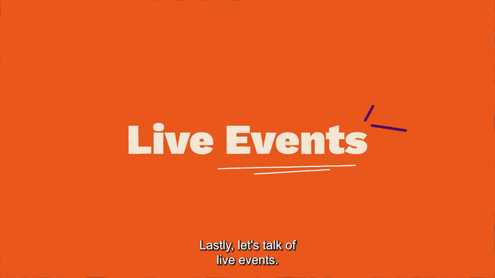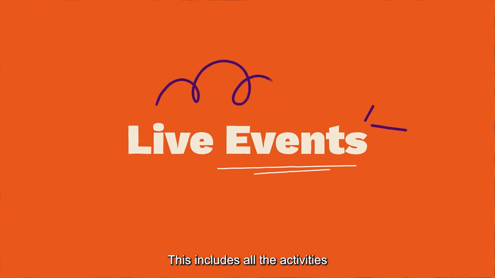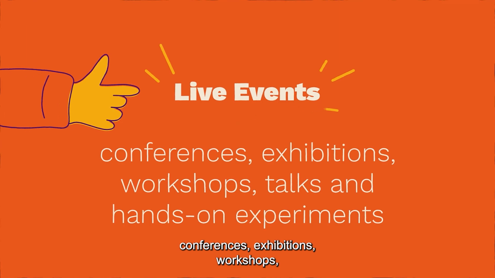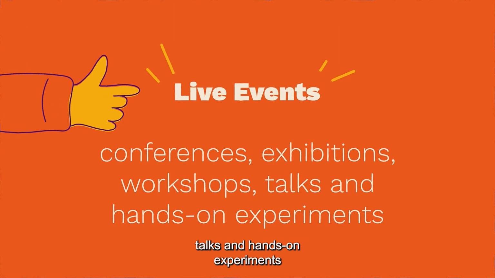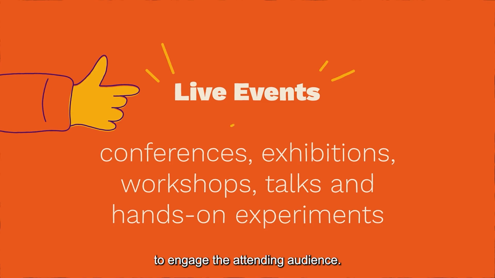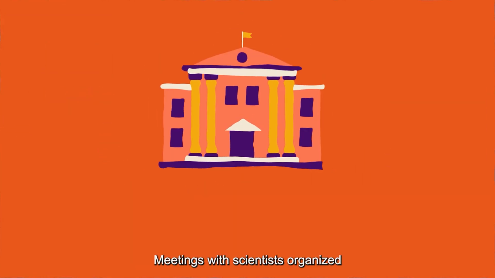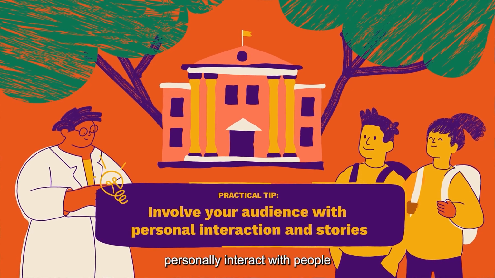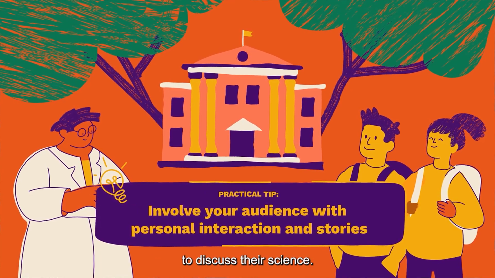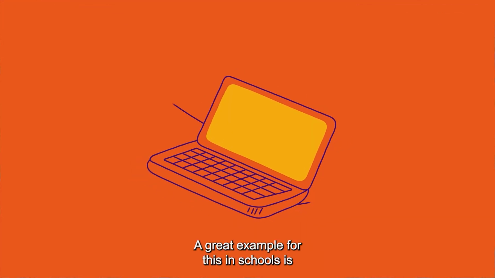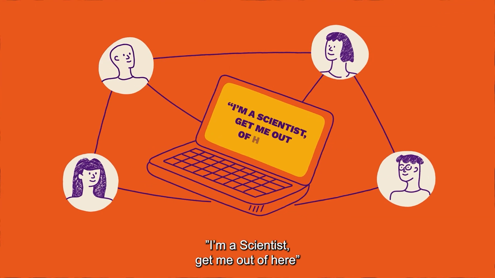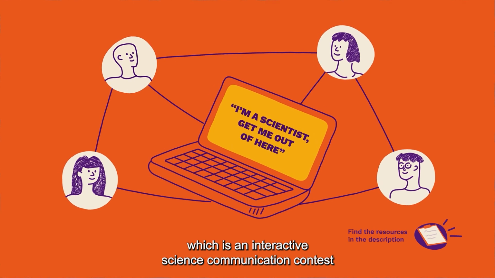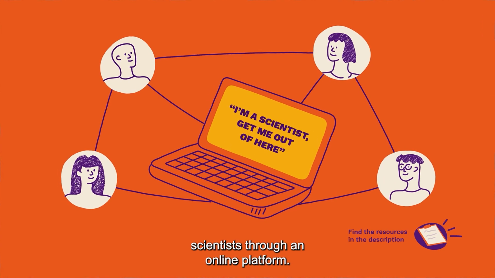Lastly, let's talk of live events. This includes all the activities like science festivals, conferences, exhibitions, workshops, talks, and hands-on experiments in which stories are used to engage the attending audience. Meetings with scientists organized outside the laboratory are live events in which scientists personally interact with people to discuss their science. A great example for this in schools is "I'm a scientist, get me out of here," which is an interactive science communication contest that connects students with scientists through an online platform.